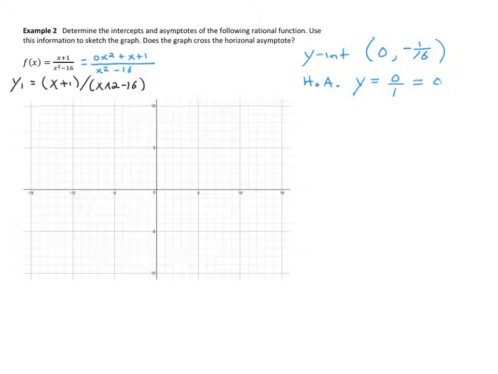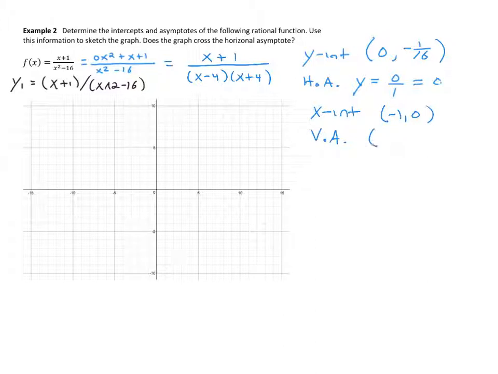To determine the x-intercepts and vertical asymptotes, I now have to factor the numerator and the denominator. Well, the numerator can't be factored. You'd have to leave it as x plus 1, but the denominator can factor as (x minus 4) times (x plus 4). This way, I can see there's actually one x-intercept, (negative 1, 0), whereas there are two vertical asymptotes. Those would be x equals 4 and x equals negative 4.